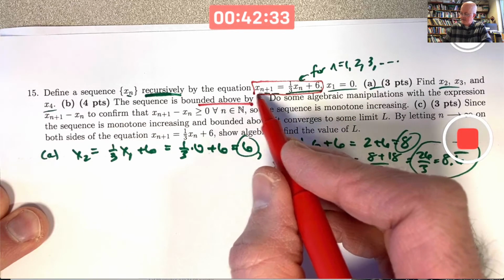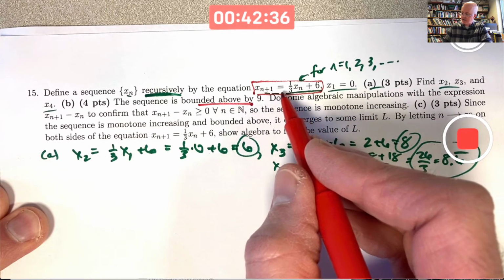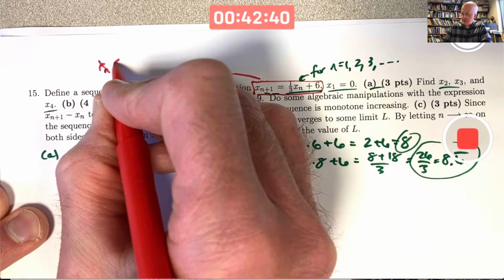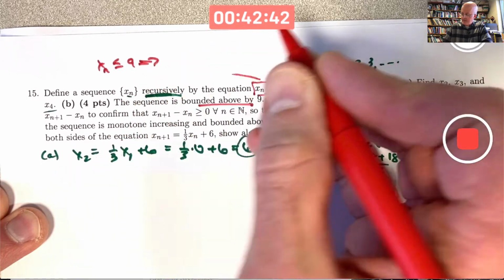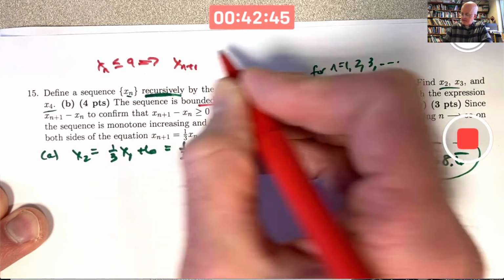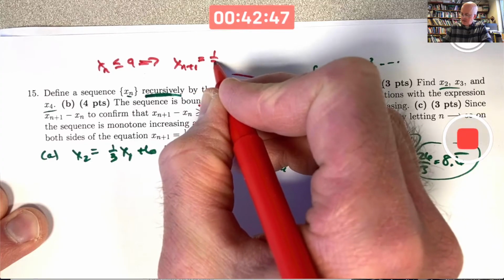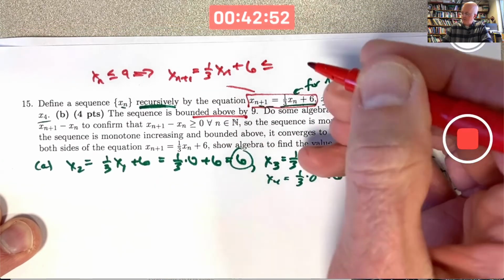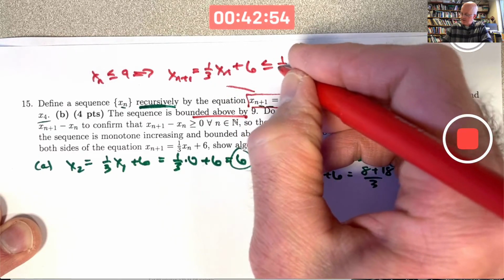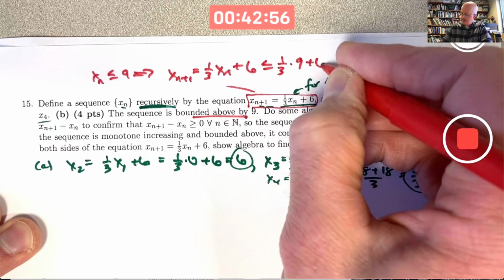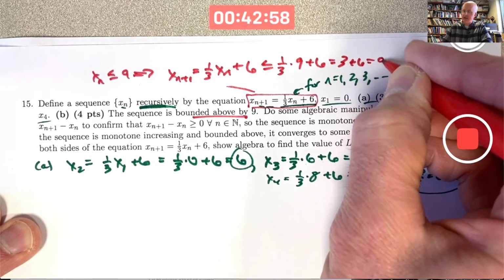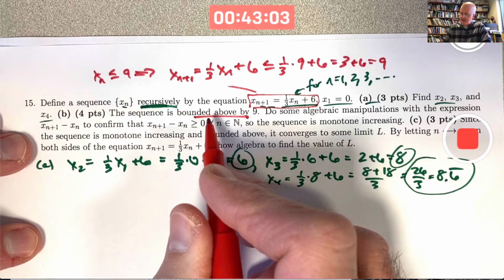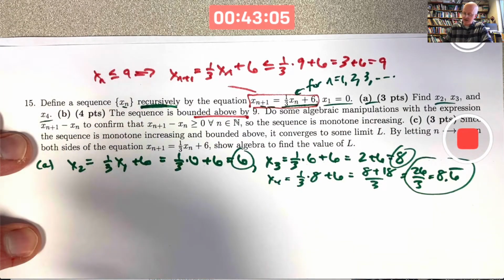The inductive step would assume xn is less than or equal to 9 and use this fact to prove that x sub n plus 1 is less than or equal to 9. And that's fairly easy. Since xn is less than or equal to 9, you could say this is less than or equal to 1/3 times 9 plus 6. 3 plus 6 is 9. And you could then use the principle of mathematical induction to verify that xn is less than or equal to 9 for all n, not just one n.